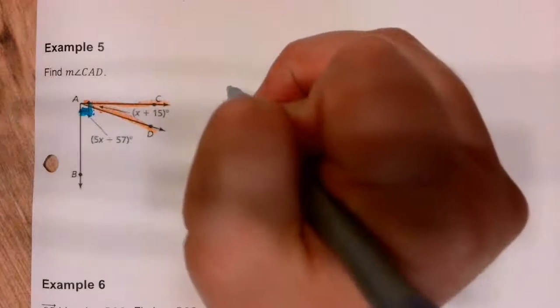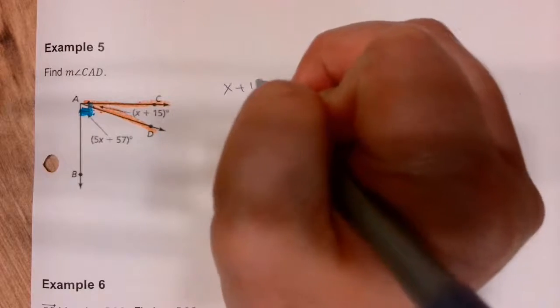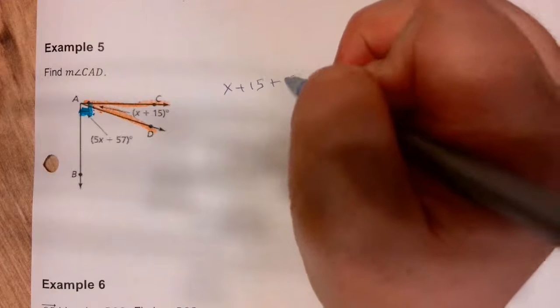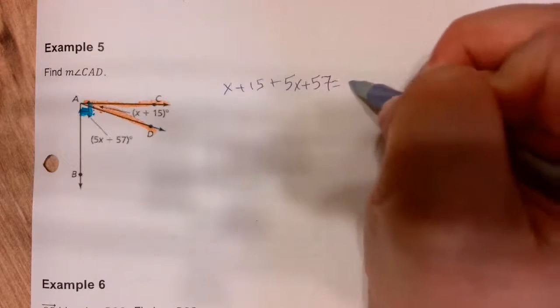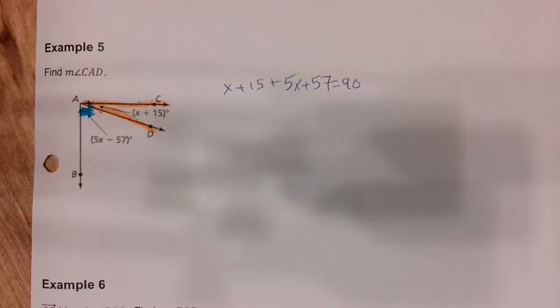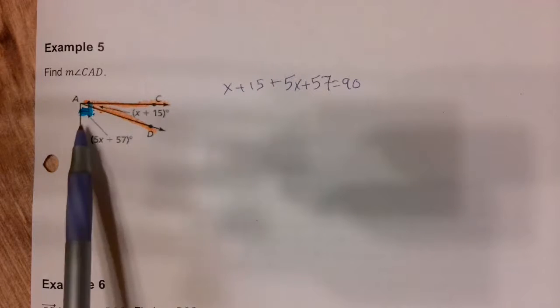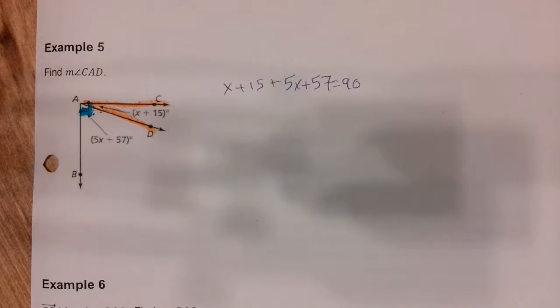So how do you put things together in math class? You add them. So we can take the x plus the 15, and we can add the 5x plus the 57, and equal it to the 90 degrees that we know it is. We know it's 90 degrees because of the little symbol in the corner. Now you have something you can solve.